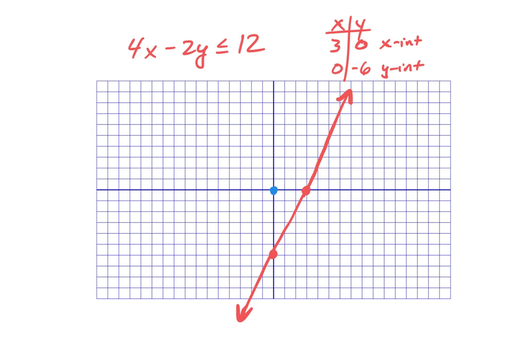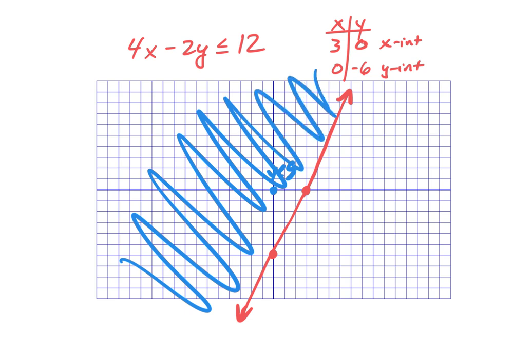So 0, 0 is a good point. And so that means we want to shade on that side. And what I do is I usually just write a yes. Yes, it works. Okay. If I say no, then I'm going to shade over here. But if I say yes, then I'm going to shade that side.